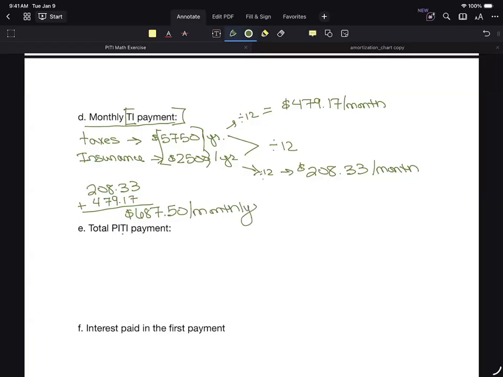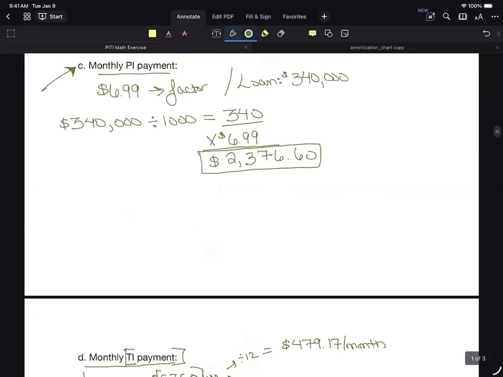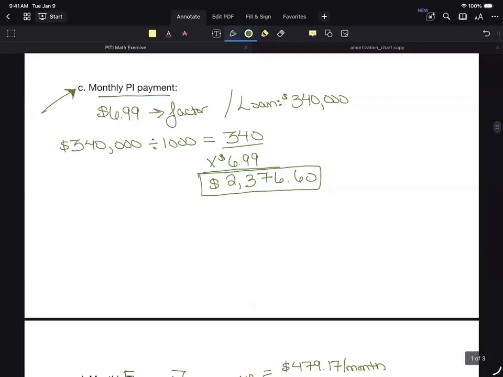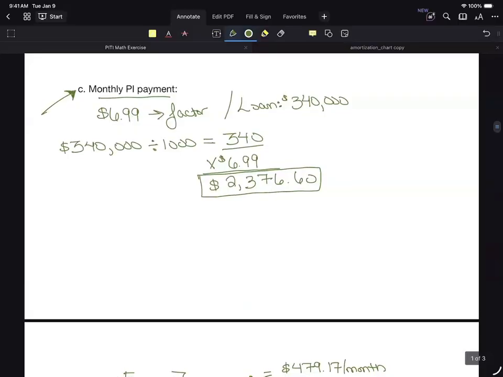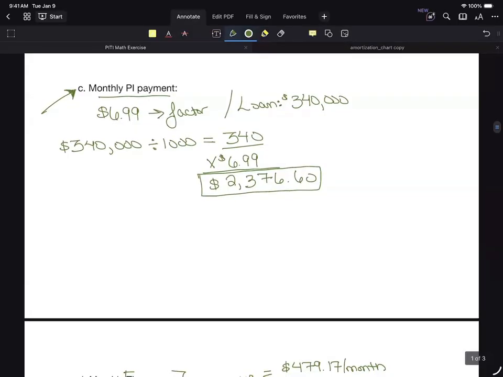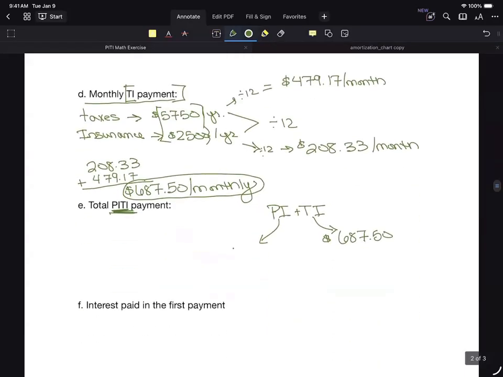So now we're being asked for the total PITI payment. Well, the P and I we figured out, and the T and I we figured out. Our T and I was 687.50, and our P and I was 2376.60. I don't know why I struggled to say that.